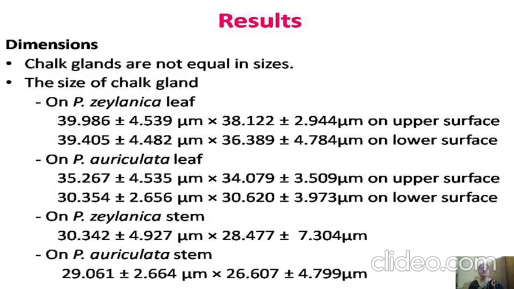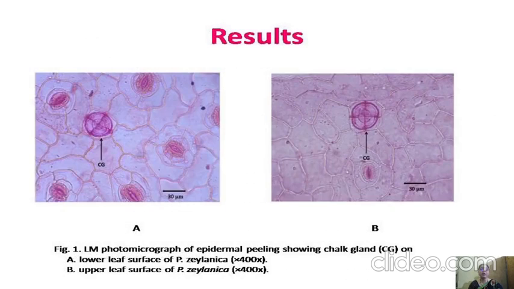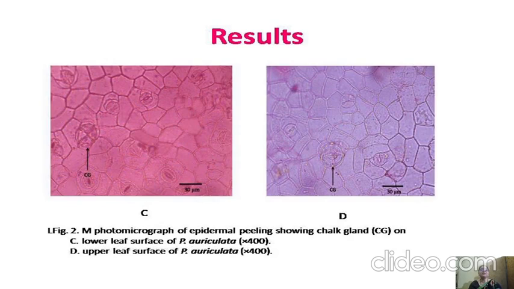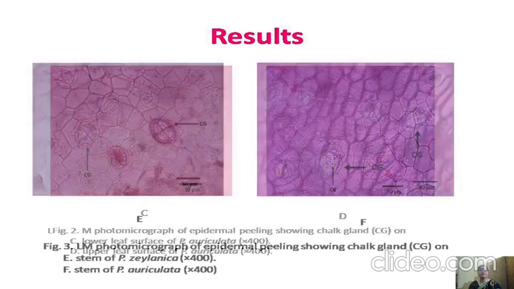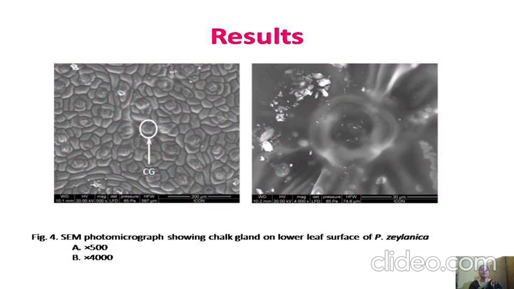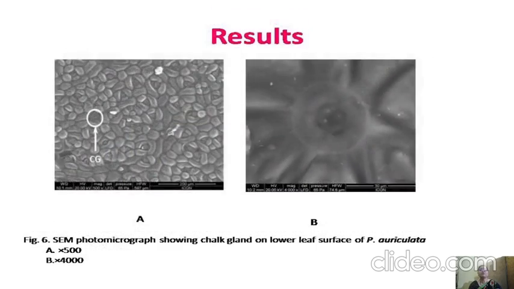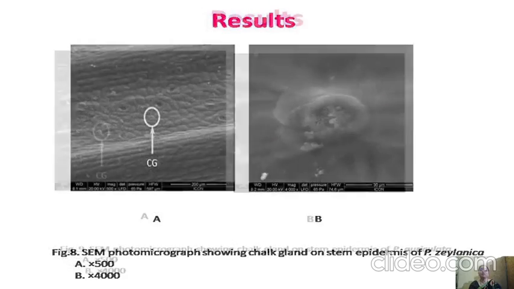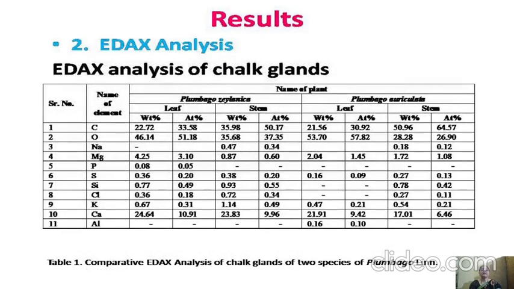These are the dimensions of chalk glands. Chalk glands in Plumbago zeylanica are larger than chalk glands in Plumbago auriculata. These are light microscopic photographs of epidermal peeling showing chalk glands on both the surfaces of leaves and stem of both the plants. Now these are SEM photomicrographs showing chalk glands on both the surfaces of leaf and stem of both the plants. Next aspect is about EDX analysis.